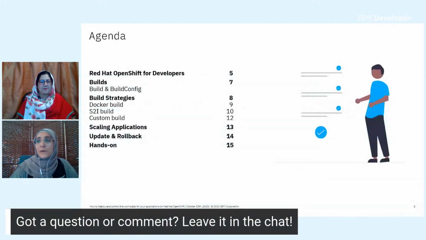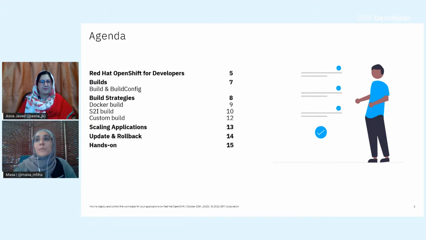And let's view a bit of our agenda for today as people are going to join us. So mainly we will start with talking about Red Hat OpenShift for developers. And we'll be introducing some of the components in Red Hat OpenShift, such as builds and what are the different build strategies that are supported in OpenShift. And then we'll be introducing how you can scale your applications and update them and roll them back. Then we will apply all of that in the hands-on with Asna. So you will learn all of these concepts and then get your hands-on with these on Red Hat OpenShift.